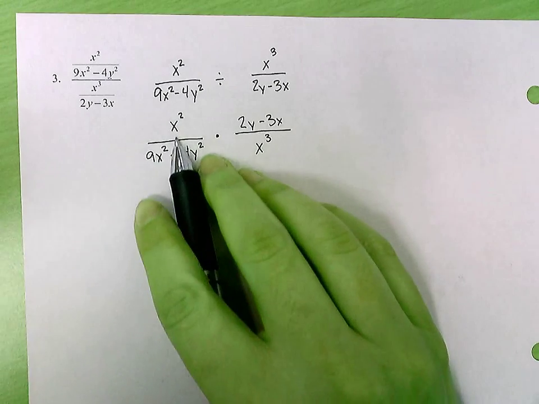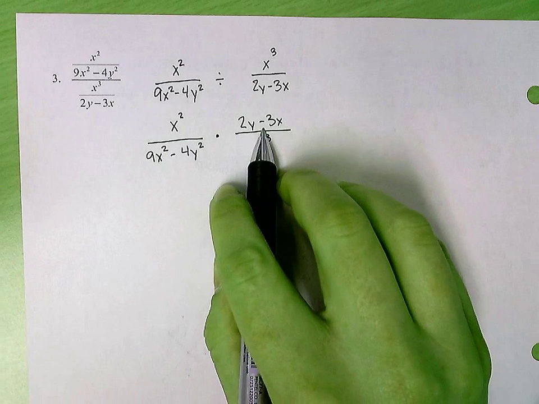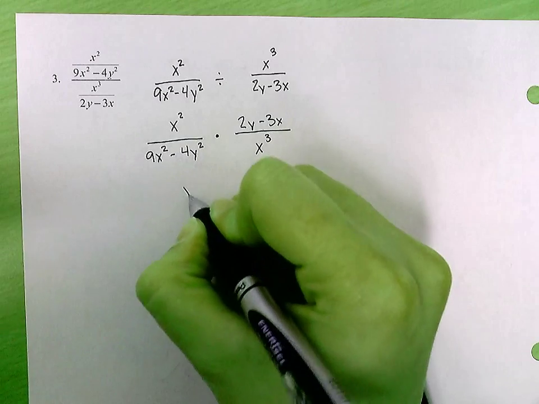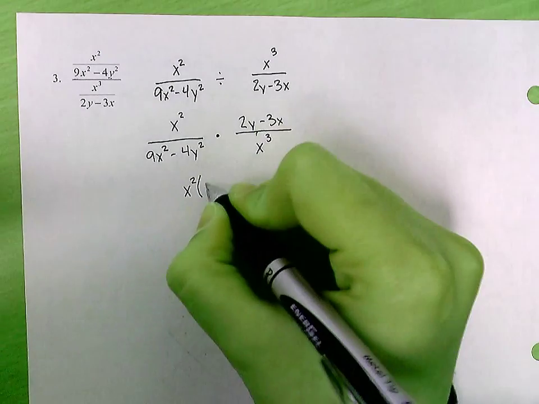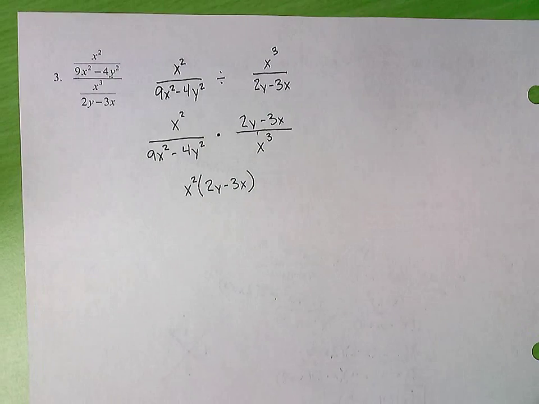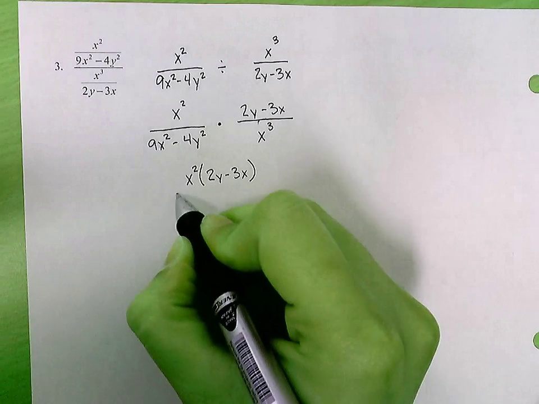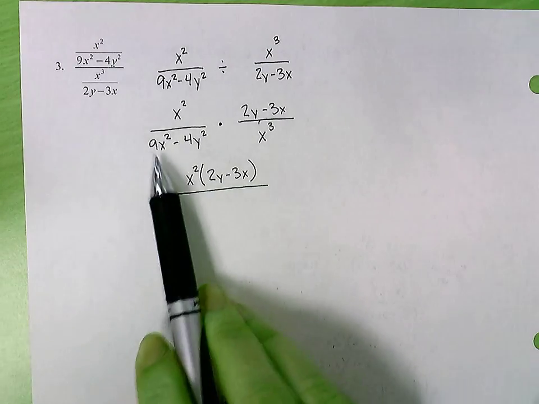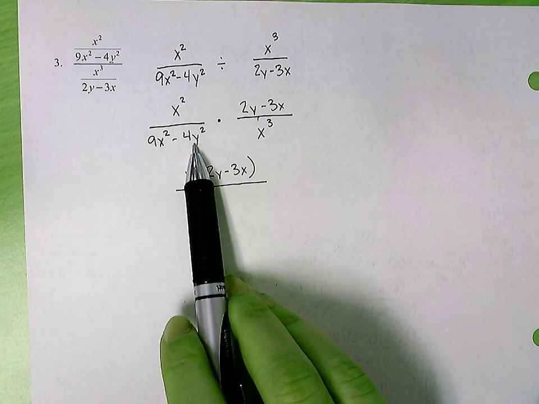So in that numerator, I can't factor anything out of that numerator. I can just multiply those. So I have x squared times this quantity here, so 2y minus 3x. Okay, that's your numerators multiplied together. Now in your denominator, this 9x squared and this 4y squared.